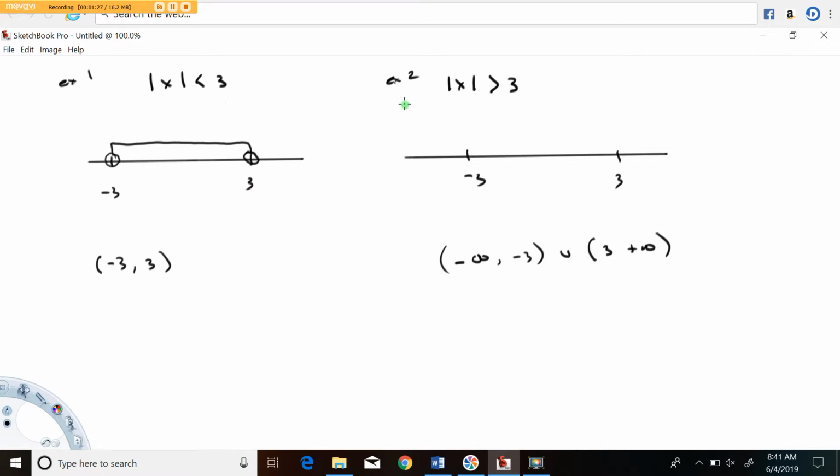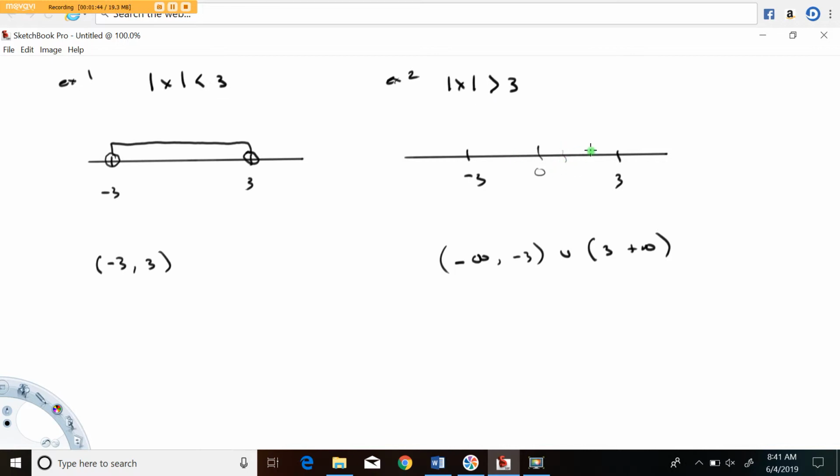All right, we're going to take a look at the example on the right, example number 2, where the absolute value of x is greater than 3. And let's talk about numbers that solve this. 0 is halfway between these guys, right? 0 is not greater than 3. That does not solve this.